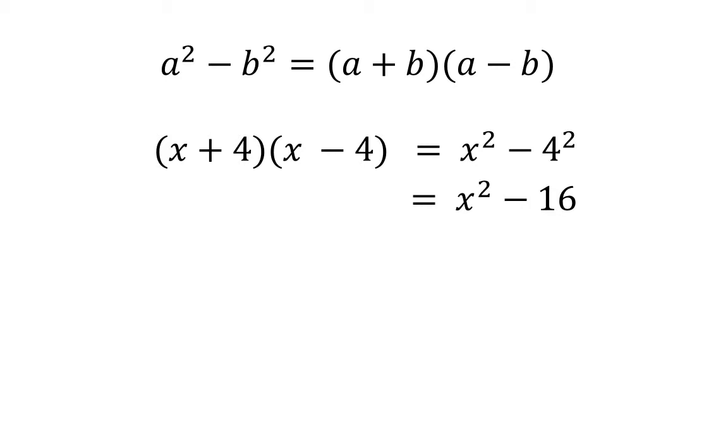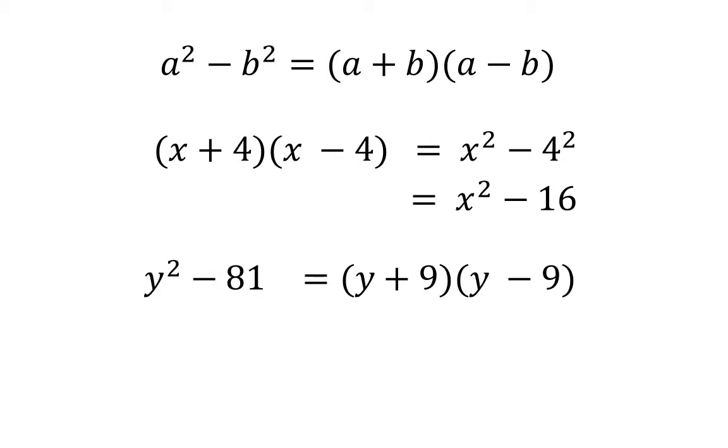The other way is to start with something like you've got at the end. So we could start with y squared minus 81 and actually write that with brackets. We could factorize it. And we can factorize it quickly by realizing that 81 is 9 squared, so we could get y plus 9, y minus 9.